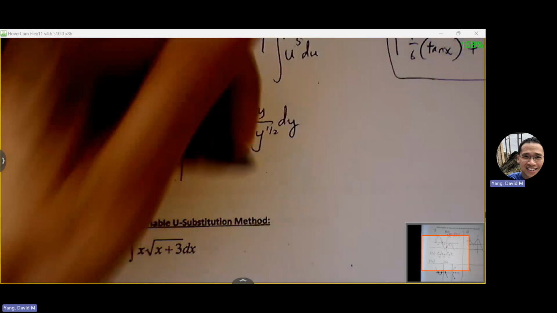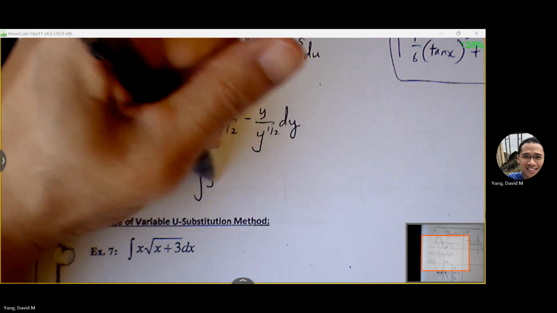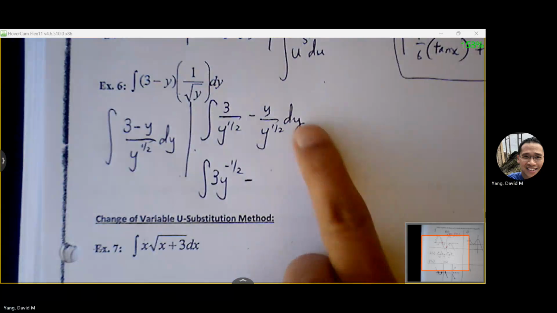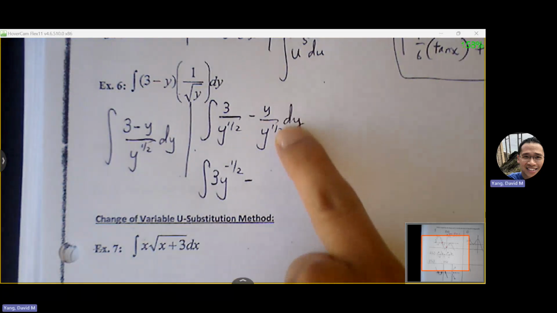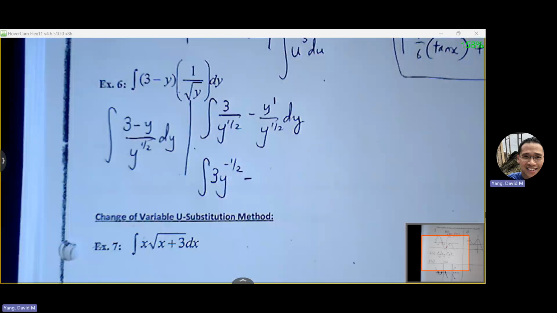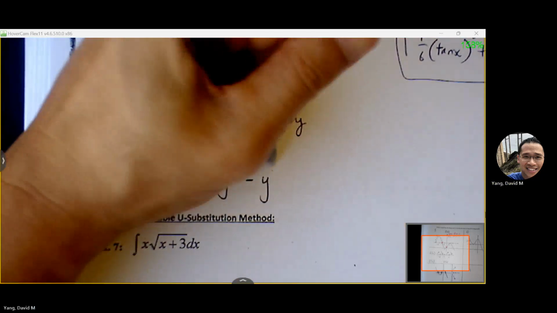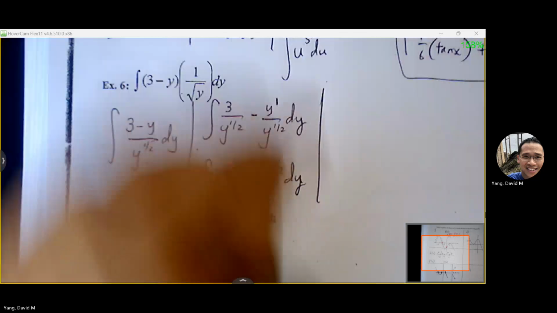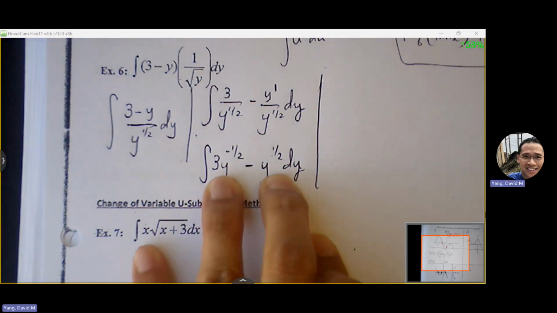Clean each up individually. Bring all the y's up to the top. What's y over y to the 1/2? I'm just subtracting exponents, right? 1 minus 1/2 is just 1/2. No need for U-substitution. This is a clean power rule problem.